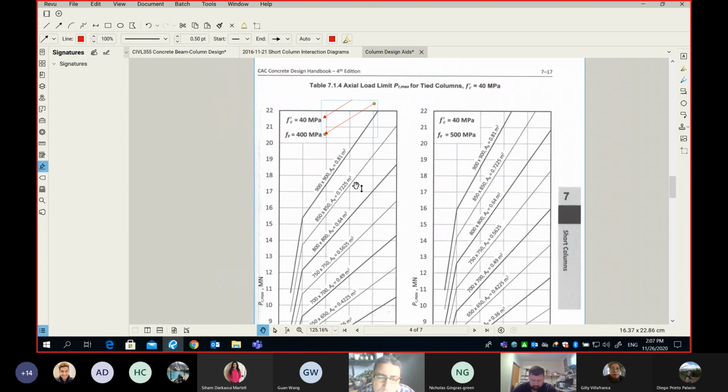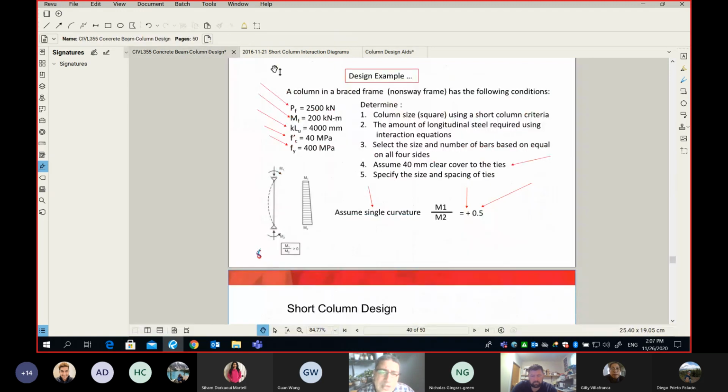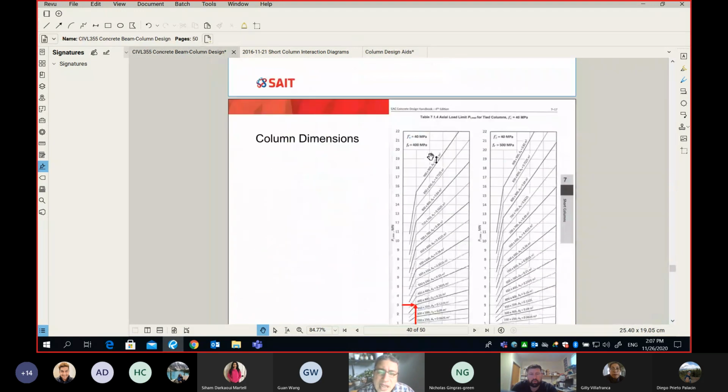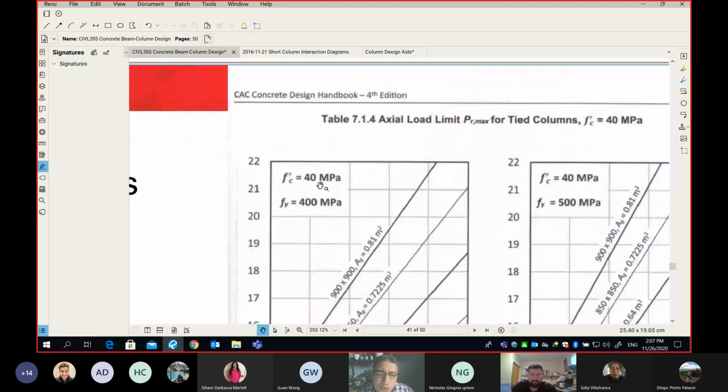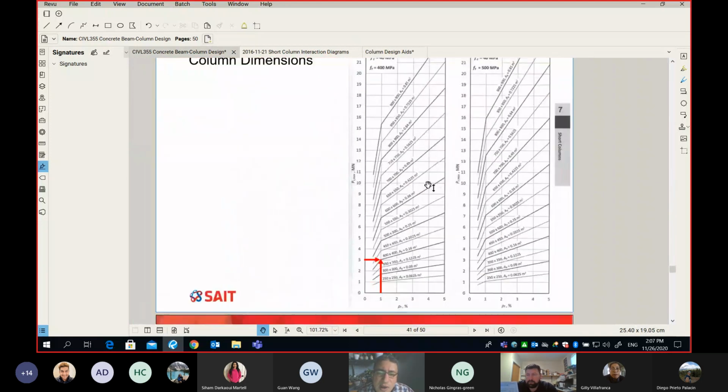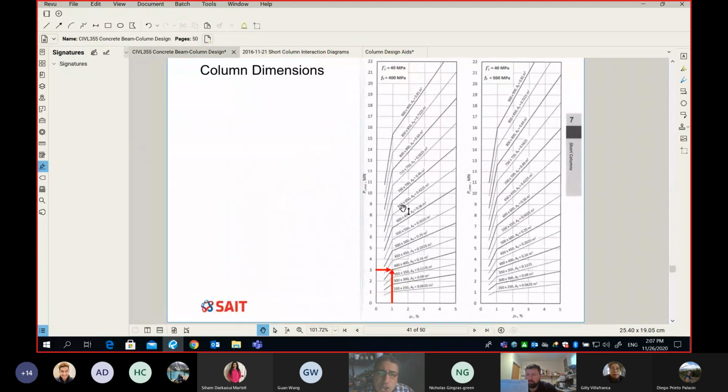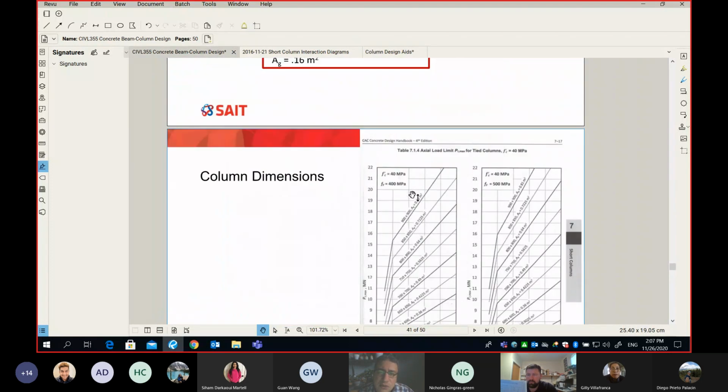Now it's time to show you how we use the chart and what this chart does for us. Now let's go back to our example. Here is our example. If I zoom to the top, you can see the 40 and 400, so I'm using the one on the left. And how we use the chart is very, very simple.